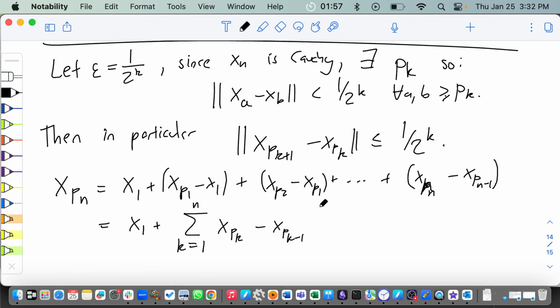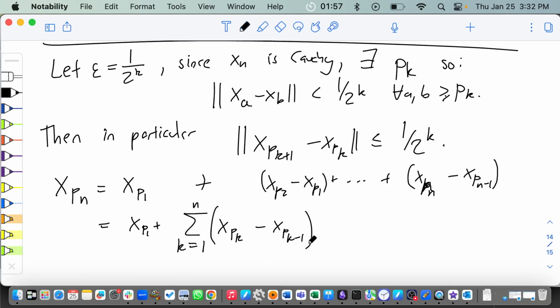Oh, I guess this should be x_{p_1}. Okay, great, x_{p_1}, and then this one we'll delete. Sorry for people trying to follow along in the notes. Math is messy. Okay, here we go.